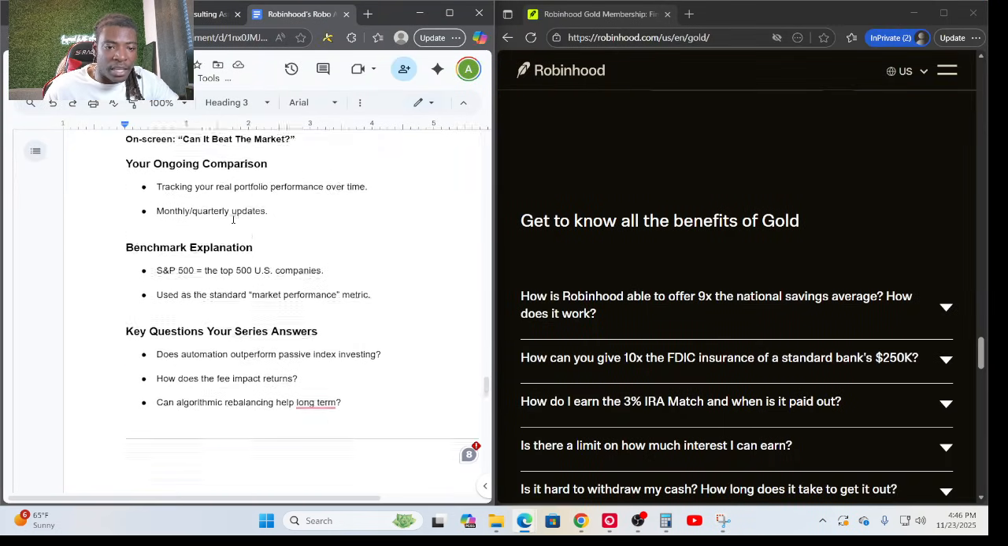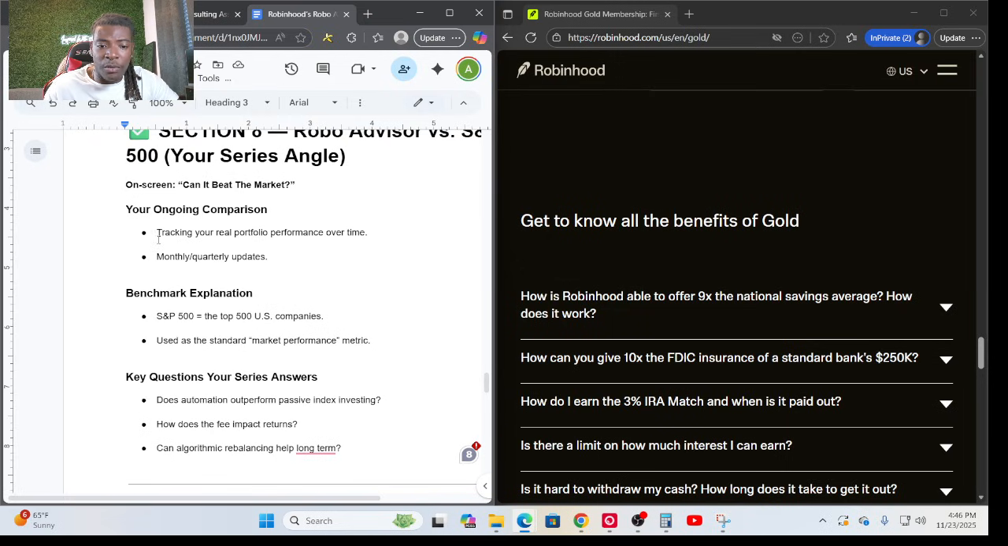Okay, so let's see. Your ongoing comparison, tracking your real-time portfolio over time. You also get monthly and quarterly updates, which is pretty cool. They show up.